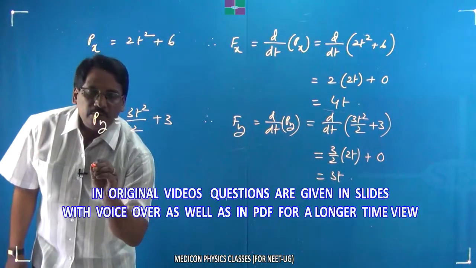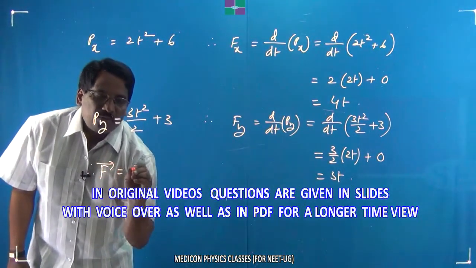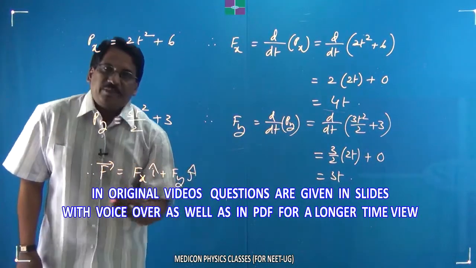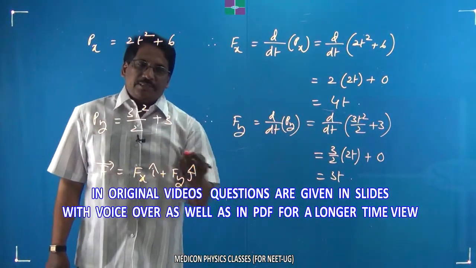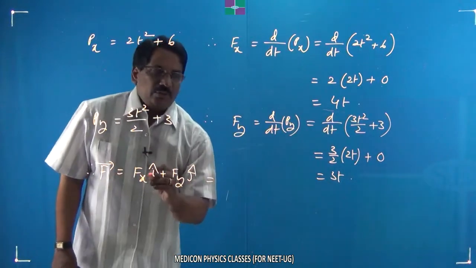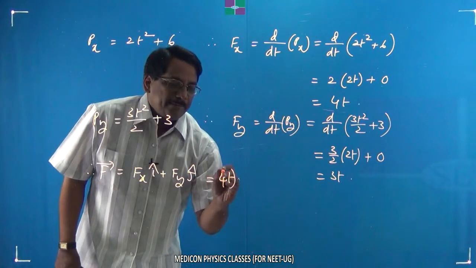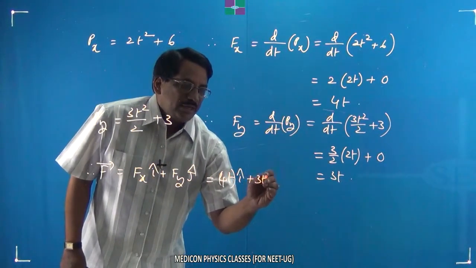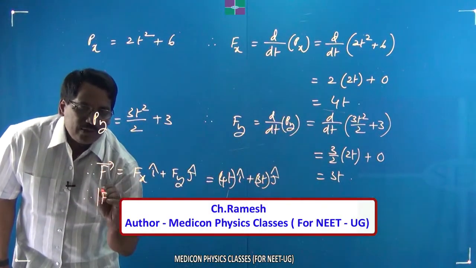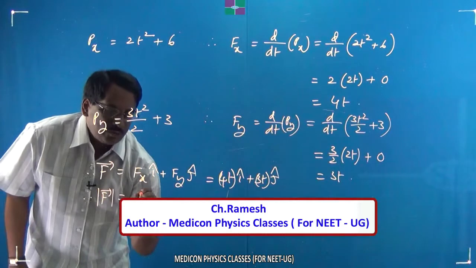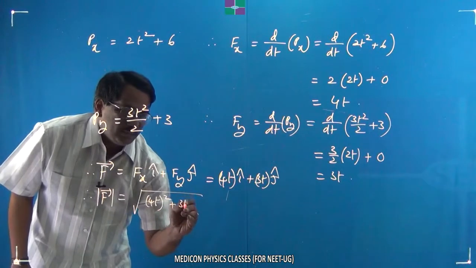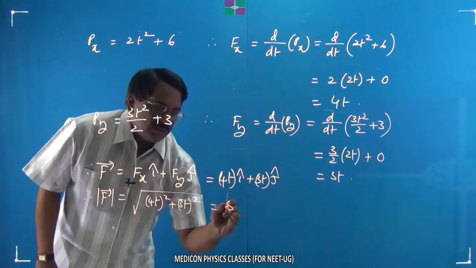Therefore, F bar is equal to Fx i cap plus Fy j cap, because there is i component and j component. There is along x axis i component, along y axis j component, and this is equal to Fx is 4t i cap plus 3t j cap. Therefore, magnitude of F bar is equal to square root of 4t whole square plus 3t whole square, and this is equal to 5t.